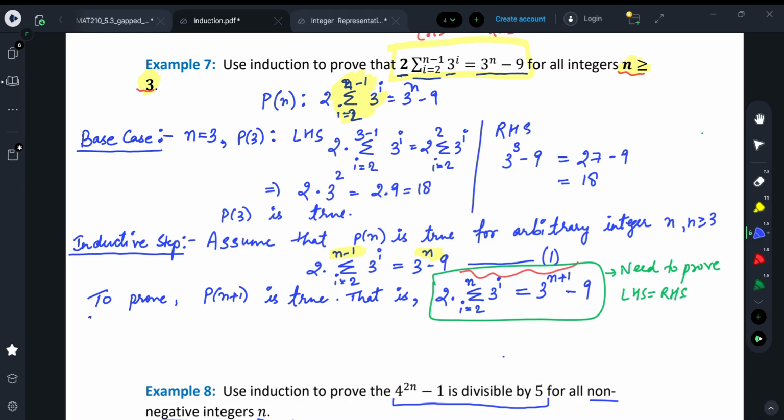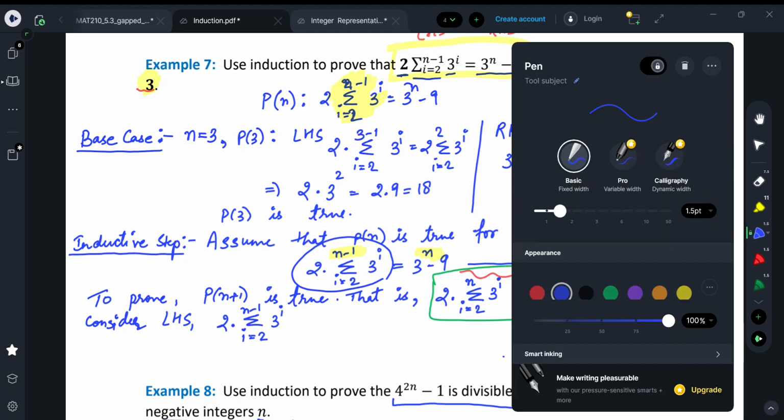So I'm considering the left hand side. I'm gonna break that summation up. So this will be 2 times the summation i going from 2 all the way up to n minus 1, 3 to the power i. I go to the second last term. And why am I doing it? Because I already am given something in the inductive step. I'm getting closer to this part, right? Because then I can replace it with the right hand side of equation 1, because that's something we must use. So I'm gonna break this up.